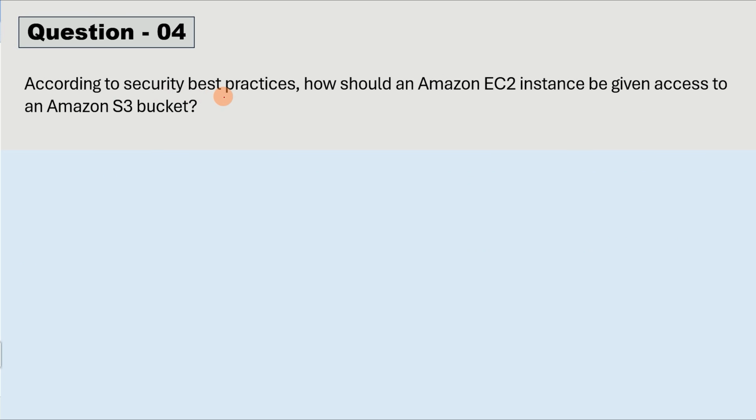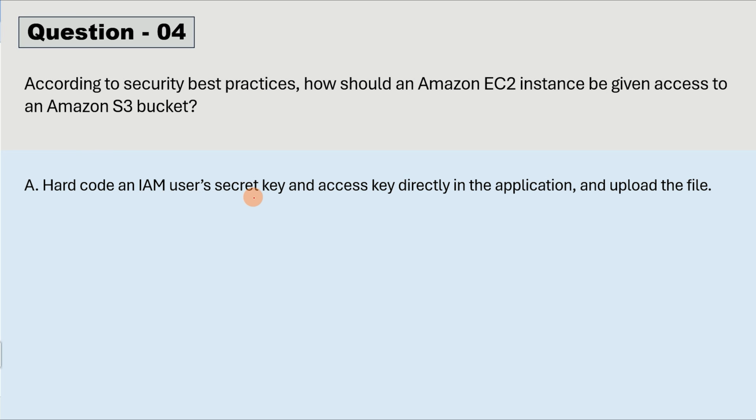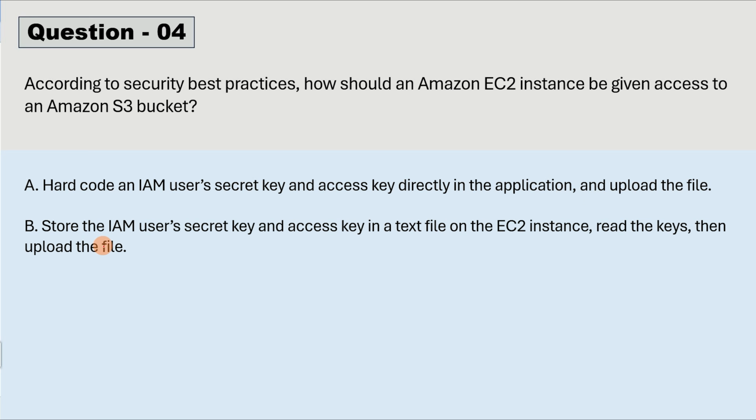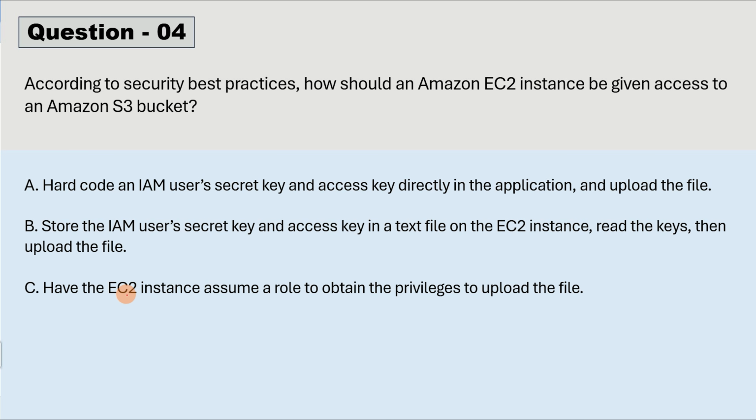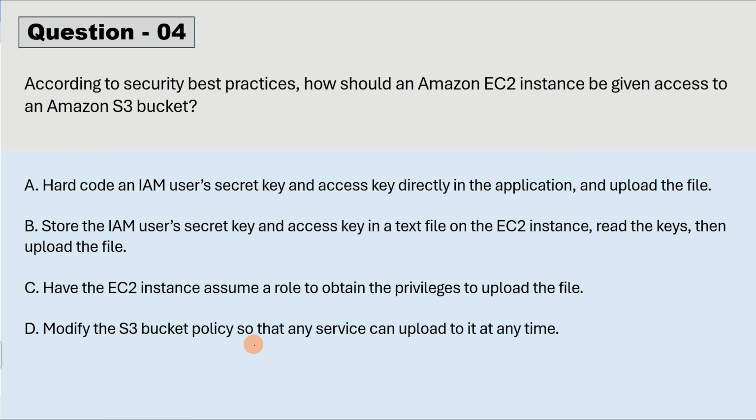Now question number 4. According to security best practices, how should an Amazon EC2 instance be given access to an Amazon S3 bucket? Here are the options. Hard code an IAM user secret key and access key directly in the application and upload the file. Option B, store the IAM user secret key and access key in a text file on the EC2 instance. Read the keys, then upload the file. Option C, have the EC2 instance assume a role to obtain the privileges to upload the file. Option D, modify the S3 bucket policy so that any service can upload to it at any time.